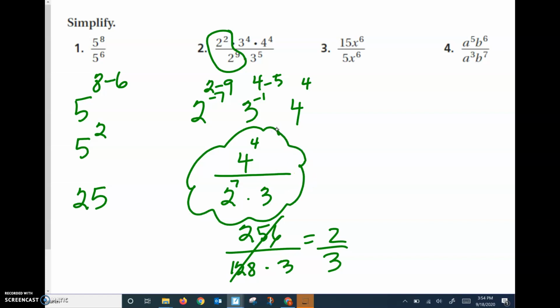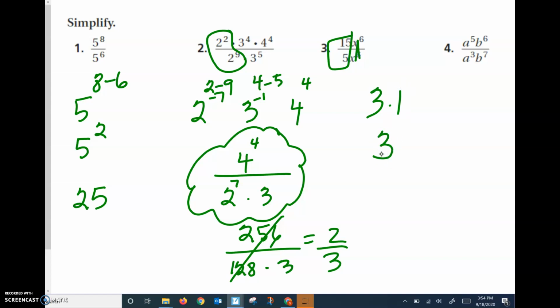All right, moving on to number 3. We have two numbers here, and so we have 15 divided by 5. So you guys know what 15 divided by 5 is. That's 3. And over here, we have x to the 6 on top, x to the 6 on the bottom. That just simplifies to 1. So 3 times 1 is just 3.